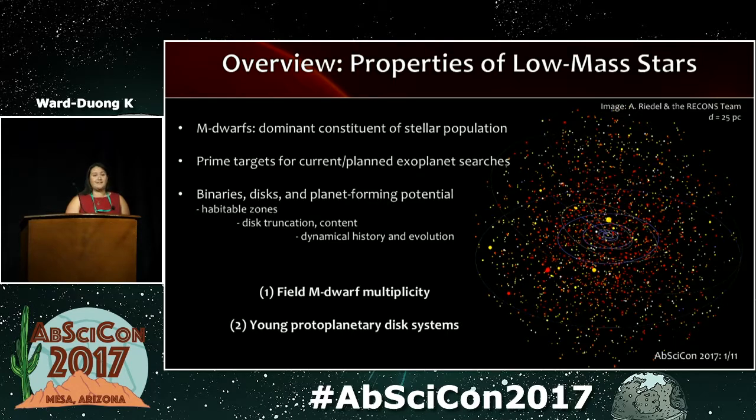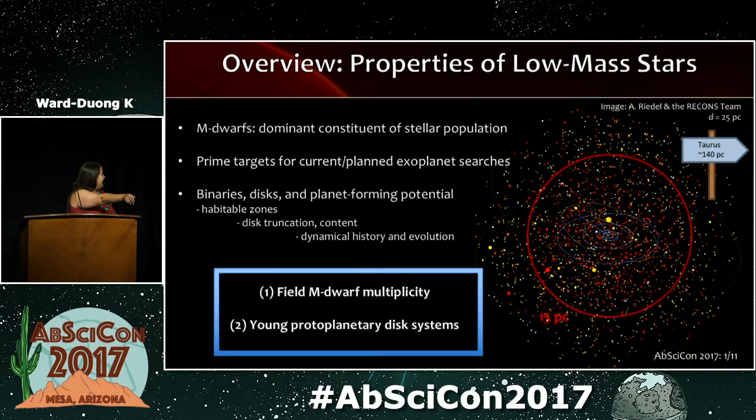And as we've heard already this week, there's great intrinsic interest in understanding the planet properties of these stars, as well as investigating and assessing their habitable zones and intrinsic properties. Despite the great abundance of these low-mass stars, there's still a lot that we haven't learned yet about their binary properties, the properties of their protoplanetary disks, and the planet-forming potential of these systems. All three key aspects play into what we can understand about the habitable zones in these systems, the disk truncation that might be altered by the presence of a binary companion, the content of the disks themselves, and the dynamical history and evolution and interplay between the star, the disk, and the planet.